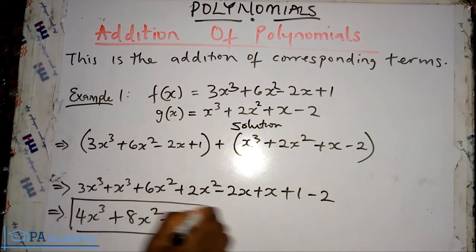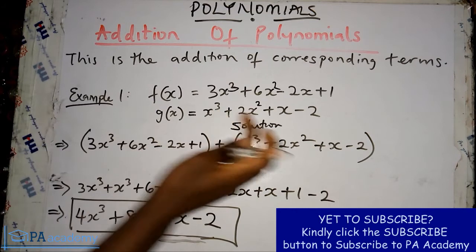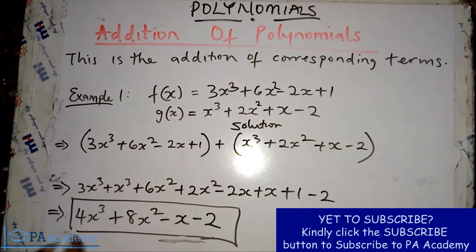What we're having right here is the answer to the addition of f and g. If we add these two together, we are going to get 4x cubed plus 8x squared minus x minus 1. So we cannot add it beyond this again. So that is it for this example 1. Let's look at another example.